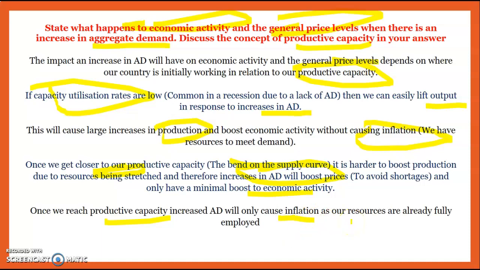Okay, so try and mention the three phases in your answer. If we're at low capacity utilization, the horizontal section, increased aggregate demand will lead to more production. The intermediate section will have some impact, but will also lead to higher prices. At our productive capacity, it won't help to boost economic activity.